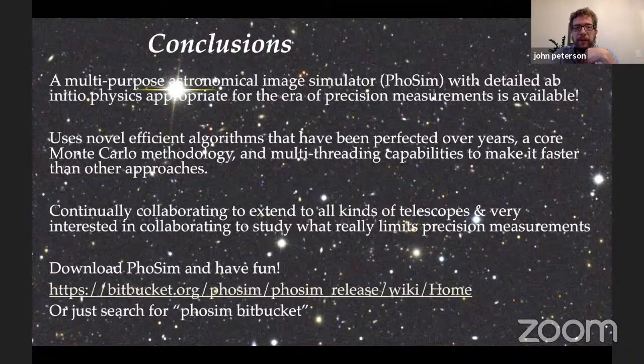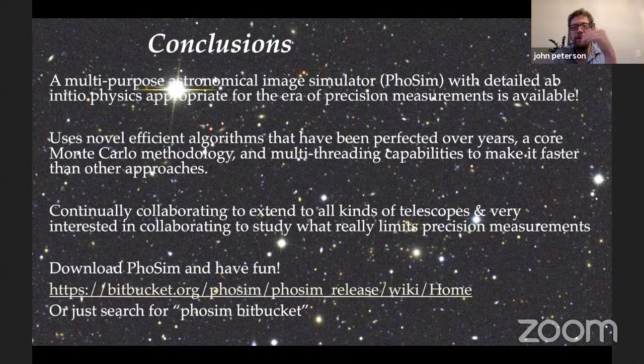I'm always trying to collaborate with lots of different people to do this on all sorts of different telescopes and help out on any type of project, whether people are using this to study results of FOSIM, to try to figure out how their measurements work, and to predict patterns.